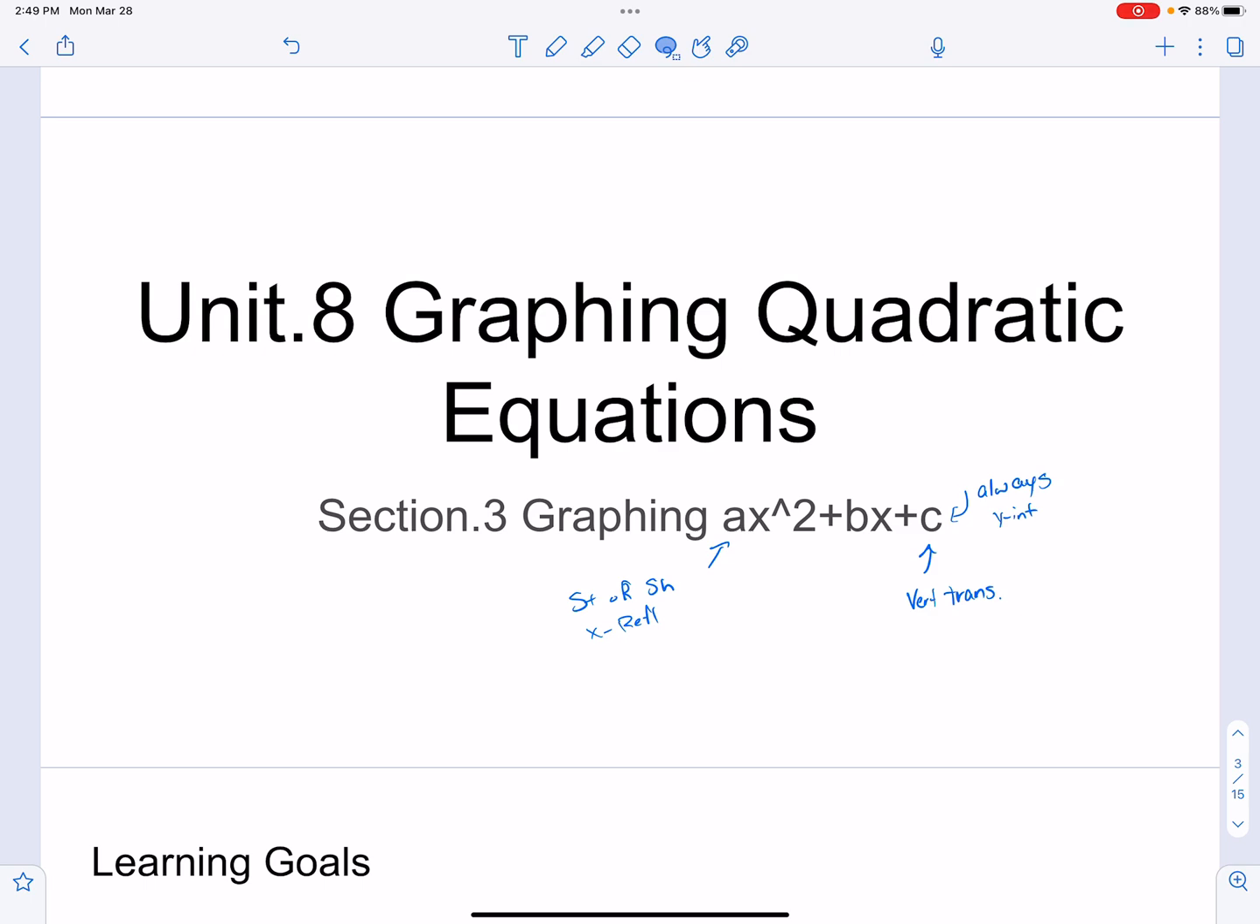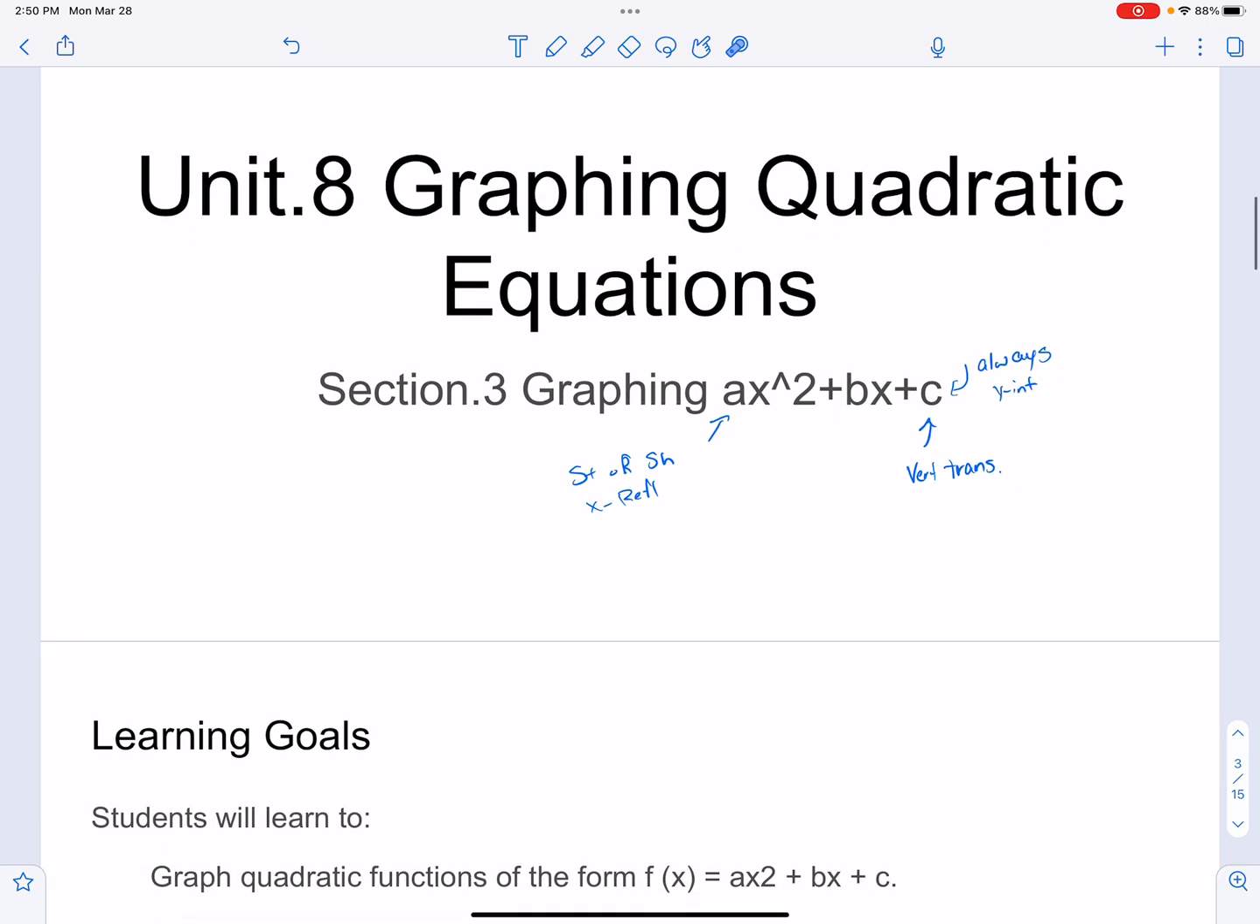We should be able to look at the a value and see stretch or shrink, and if it's negative, it's going to do a reflection across the x-axis. The c value is our vertical translation. It's always going to be our y-intercept. That's kind of the more helpful thing for us once we get b incorporated into our functions. So let's just take a look at how we do this.